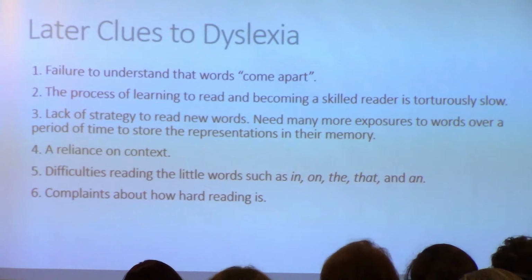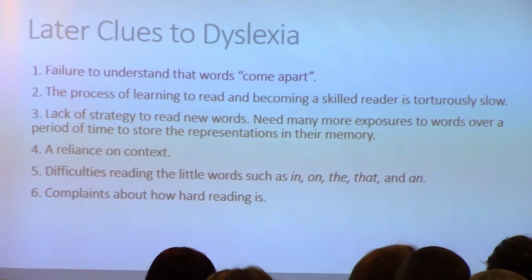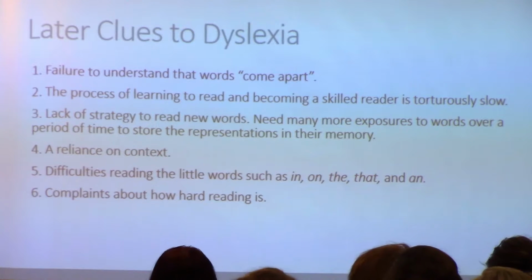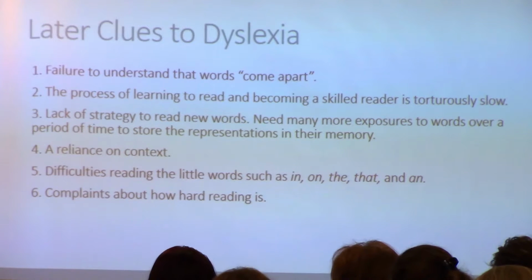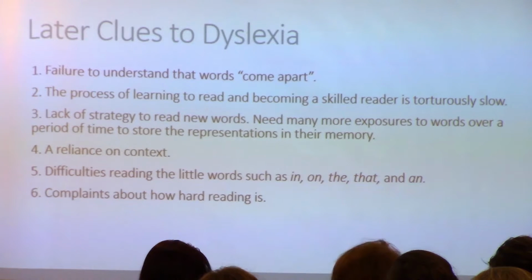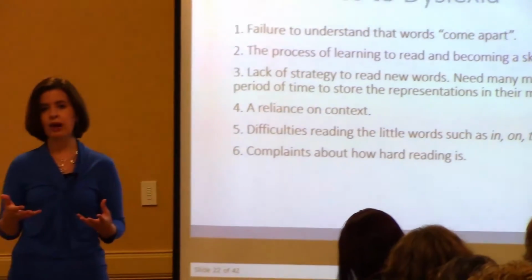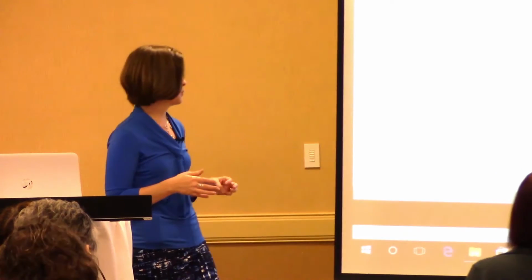Now, yeah, we got to make sure this first row gets some Jolly Ranchers. A lack of strategy to read new words. Need many more exposures. So while the other class is going on and they've got the words, a dyslexic student needs more and more exposures, right? To master that word, to get it into their sight vocabulary, because that's what they're doing. Instead of decoding, many times they're just trying to get it all into their memory, into their sight vocabulary. So they need many, many exposures to those words.